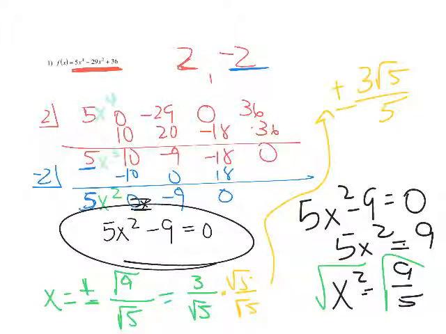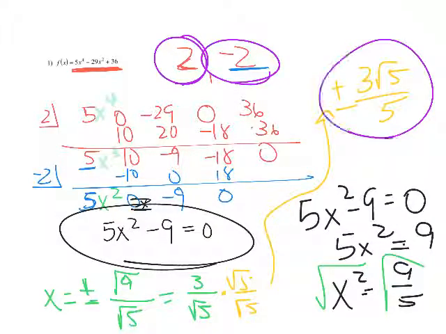Remember, that is positive and negative. So you have now, give me purple, all right, 1, 2, 3, 4 answers. Those are your 4 answers for your 4th degree polynomial.